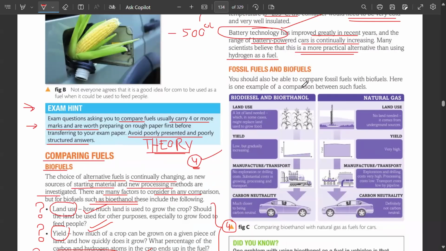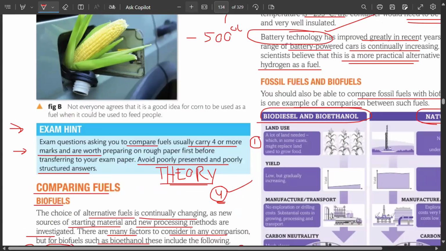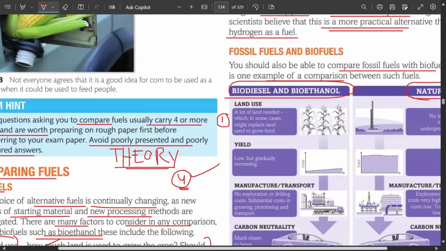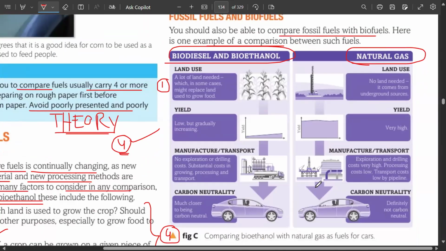So you can also compare these fossil fuels with biofuels. Here is one example. Now, can you read this out? Natural gas or biodiesel and ethanol. First, tell me about their land use. A lot of land needed, which in some cases might replace land used to grow food. ये हो गया biodiesel और bioethanol का.